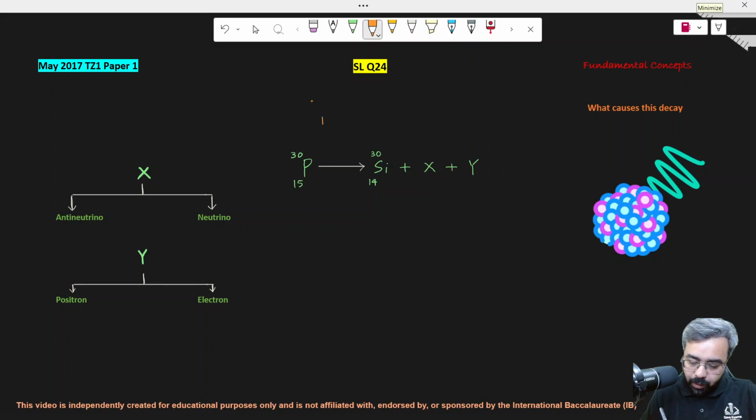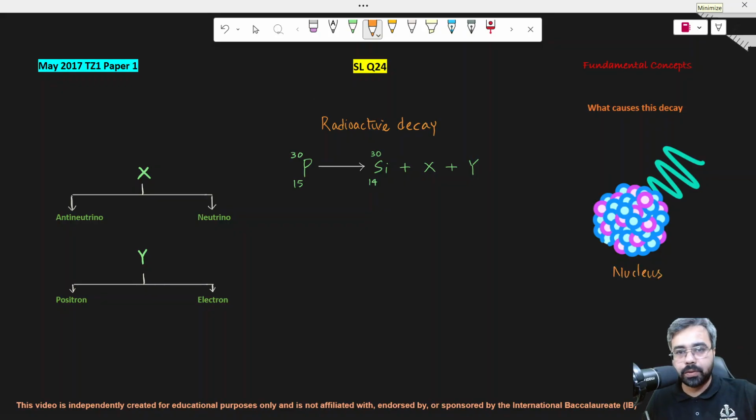Hi, this question is about the radioactive decay of phosphorus into silicon, when a nucleus of phosphorus transforms into the nucleus of silicon. It's also called electron capture. So, what happens? We have to identify what these two particles, X and Y, are, which are emitted right at that moment when phosphorus decayed to silicon.